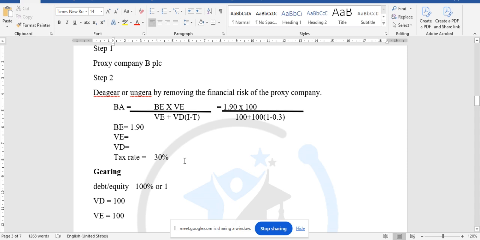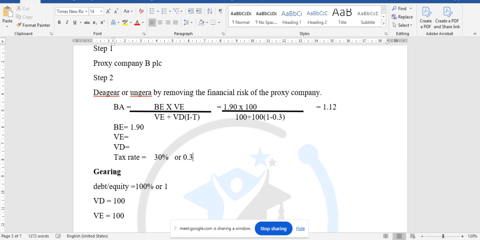So you understand. Class, give me the figure. What is the final answer? What is the asset beta? 1.12. The asset beta is 1.12. Someone should confirm that. Yes, it's correct. Okay, 1.12. That's fine. So what next?